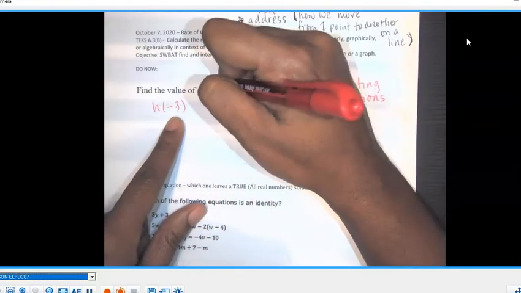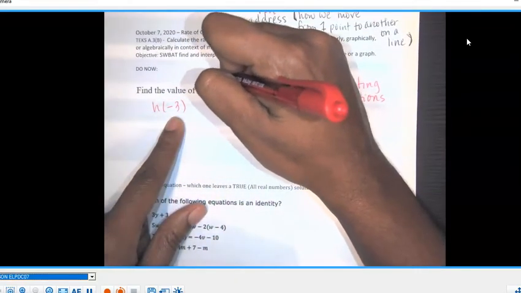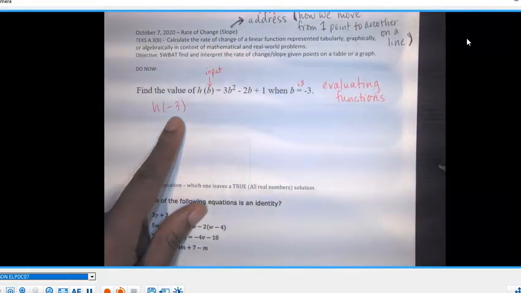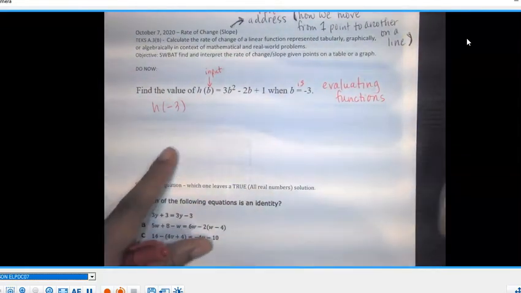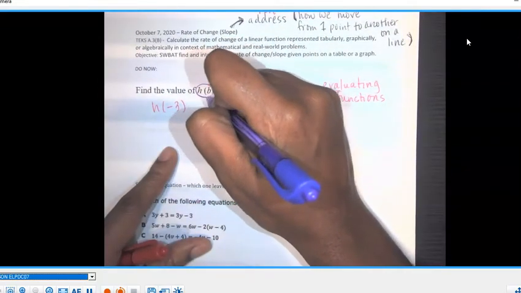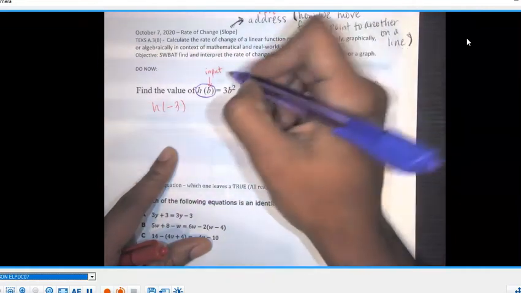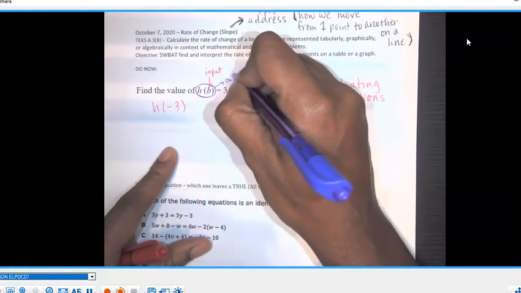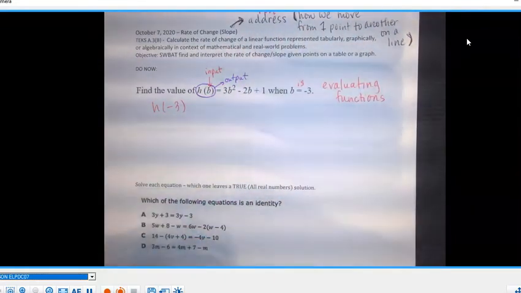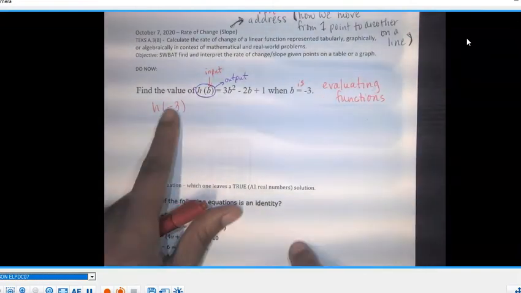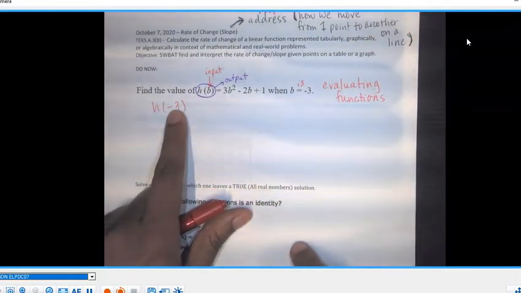Remember, this is your input, which is our independent variable. And I'm going to circle in another color all of this, the value that we get out. This is our output. Okay, H of B. But we're basically looking at the H function at -3.